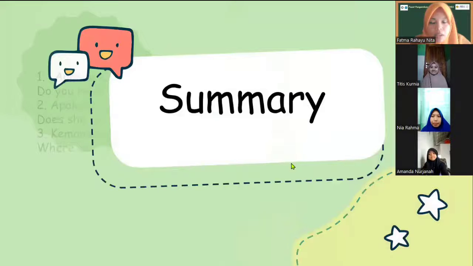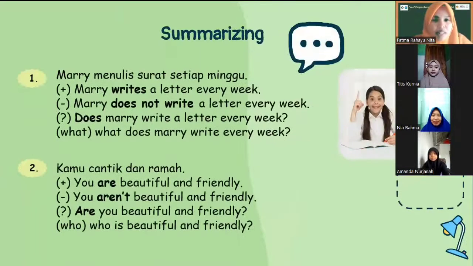Thank you. So we come to our summary or conclusion. Today we have learned about the simple present tense, the use of the simple present tense, and the adverb, also the formulas. I think that's very easy, right? What do you think about today's lesson? Quite easy, Miss.